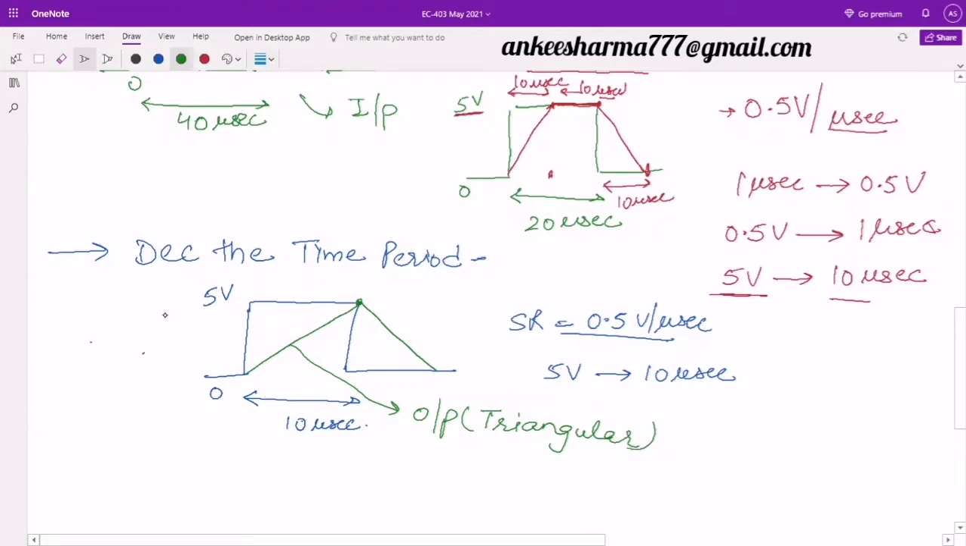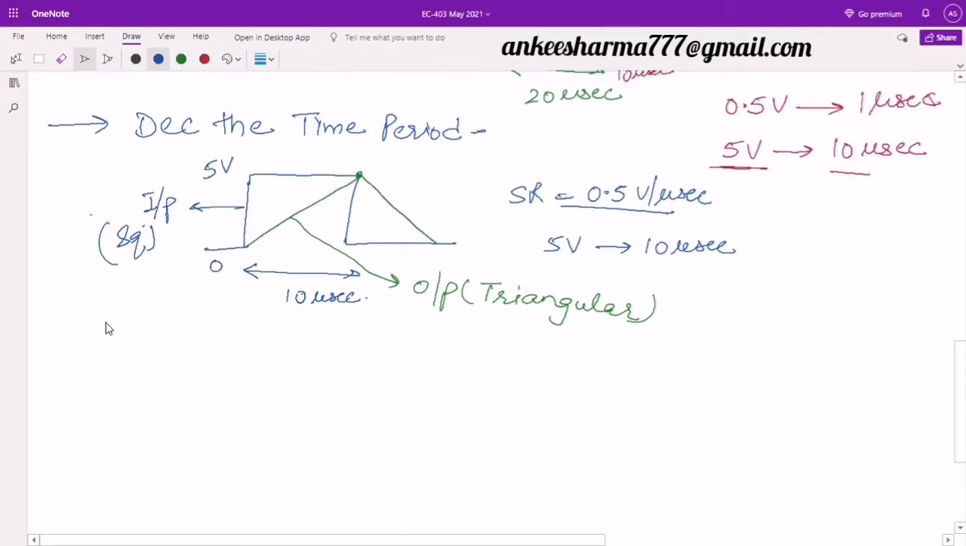Whereas what I have applied at the input, my input was a square. So this is the importance of this slew rate. If this slew rate is small, definitely there will be small changes in the output voltage in every 1 microsecond. If this slew rate is large, there will be large change in the output voltage in 1 microsecond. So definitely I can say that a better or a higher slew rate is always preferred. Let me take one more example to give you a better idea of it.